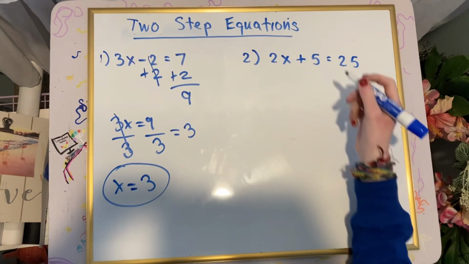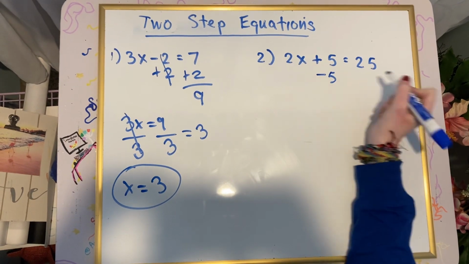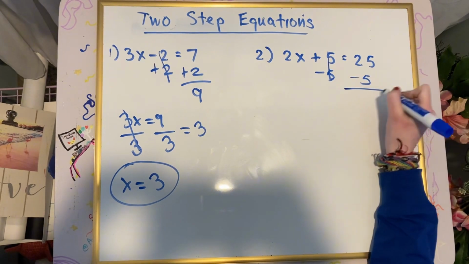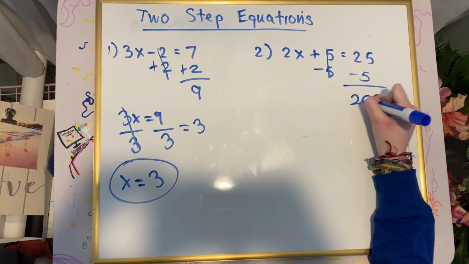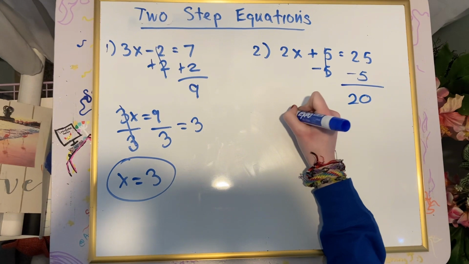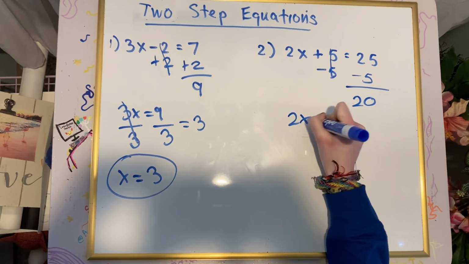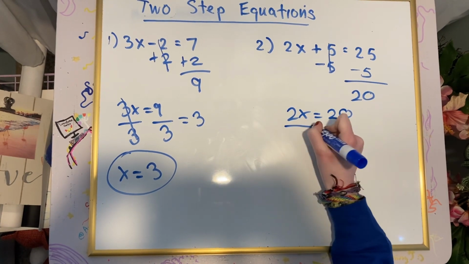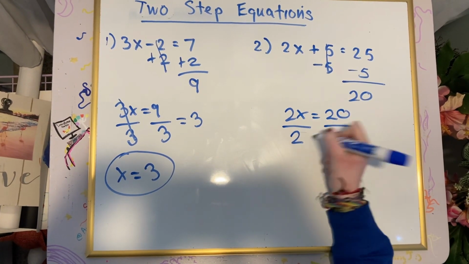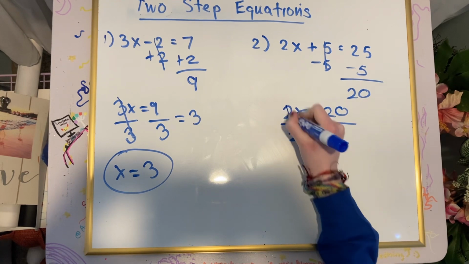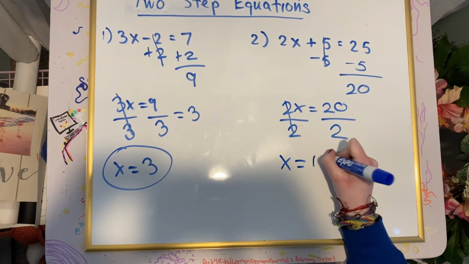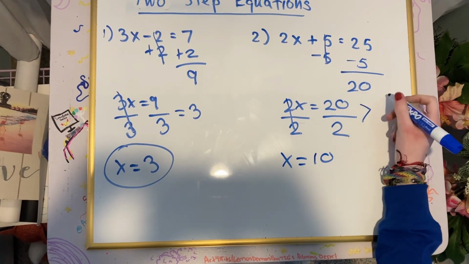Then the second one, we have to subtract 5 from both sides to cancel out the 5. 25 minus 5 is 20. Now the new equation is 2x equals 20. Now we divide both sides by 2 to cancel out the first 2. Now the answer is x equals 10 because 20 divided by 2 is 10.